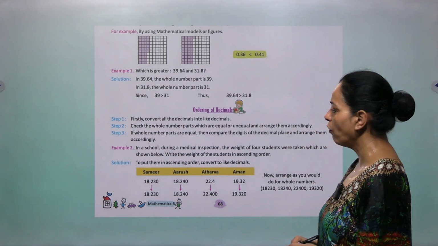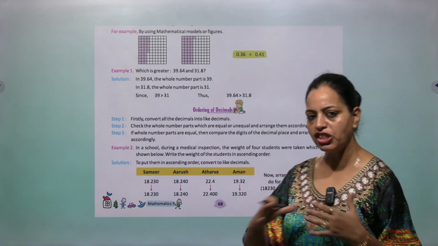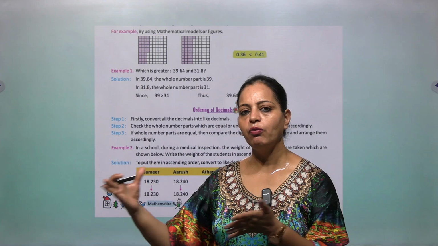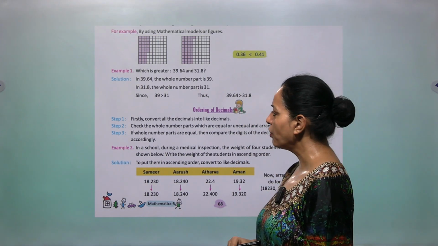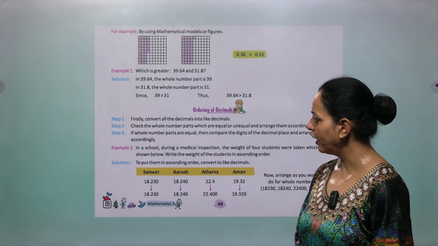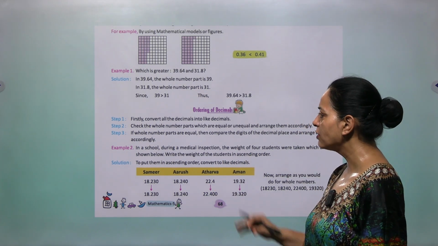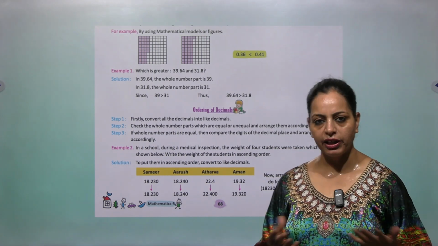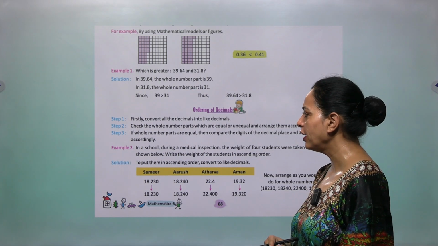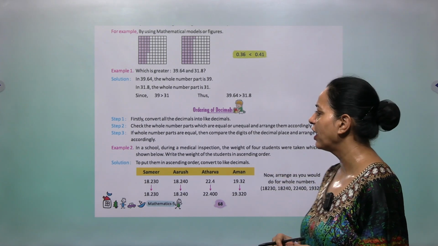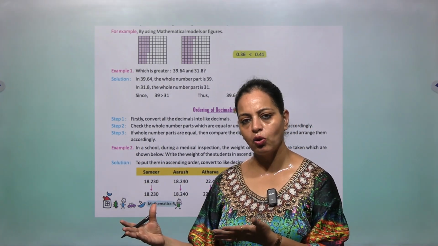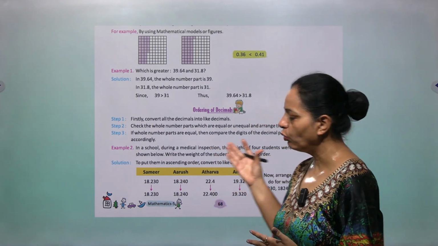Now ordering of decimals means उसको order करना, arrange करना, ascending or descending order में, means comparison करना है and then we have to arrange it. So step 1, firstly convert all the decimals into like decimals. पहले सबको हम like decimal बना लेंगे. Step 2, check the whole number parts which are equal or unequal and arrange them accordingly. Whole part compare करेंगे, arrange करेंगे. And step 3, if whole number parts are equal, then compare the digits of the decimal place and arrange them accordingly. अगर whole part equal है तो हम compare करेंगे decimal place digits को like 10, 100 and then we will arrange.